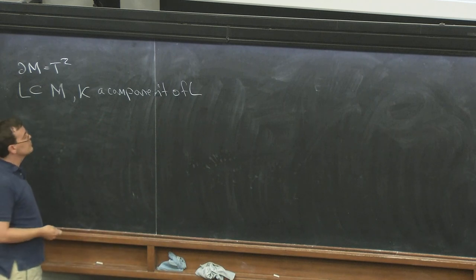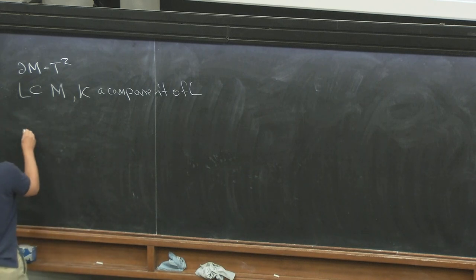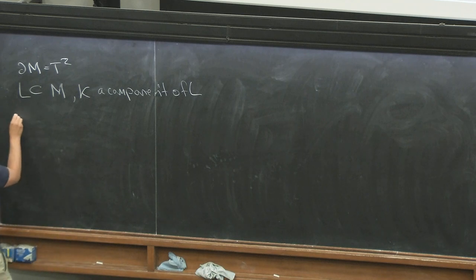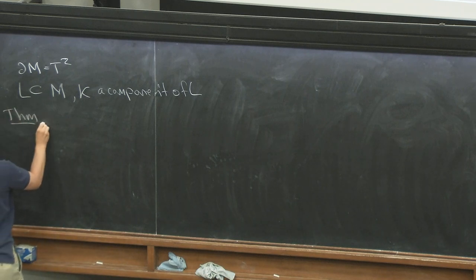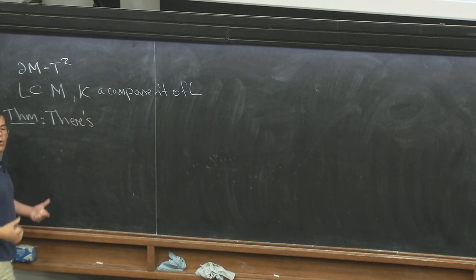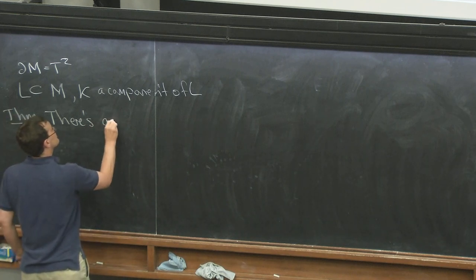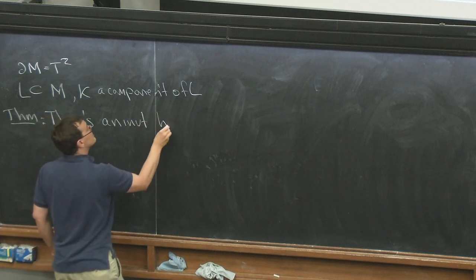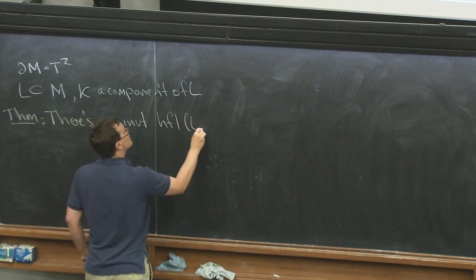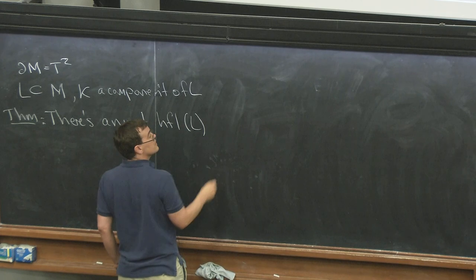And now if I just go ahead and run the same machinery, what do I get? So let me state it this way. Theorem: there's, and again, this is really nothing more than the same kind of thing I did with Liam and Jonathan applied to this particular case, an invariant, let's call it little l of L. So what is this invariant? What form does it take?